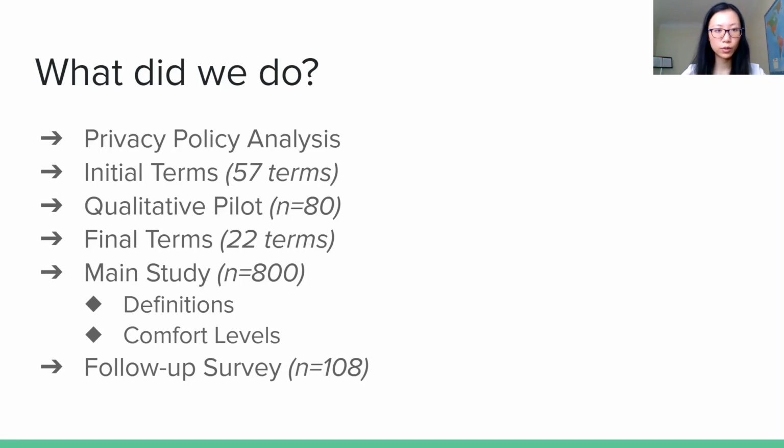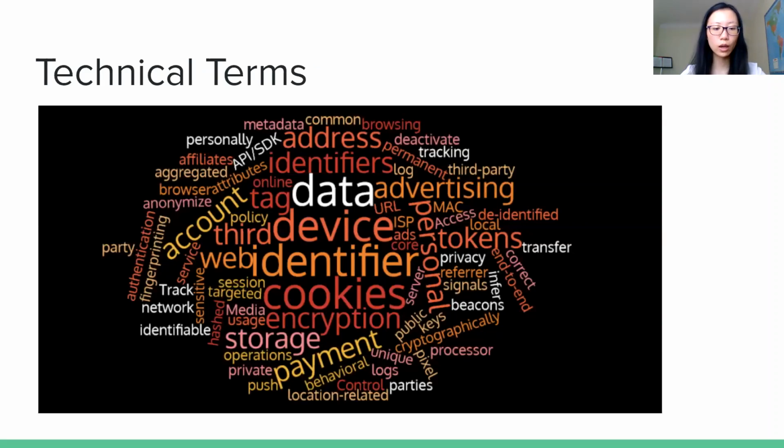Let's go into more detail about the privacy policy analysis and how we got our terms. We read the privacy policies of the top 10 English language sites from alexa.com. And from there, we identified 57 terms of interest. These 57 terms were validated with an automated analysis of over 3,600 English language privacy policies. And all terms that appeared in our corpus 500 times also appeared in our pilot study.